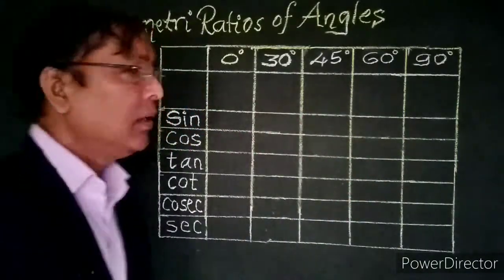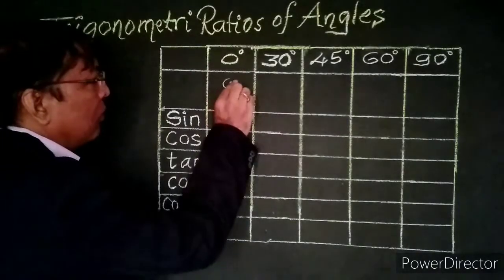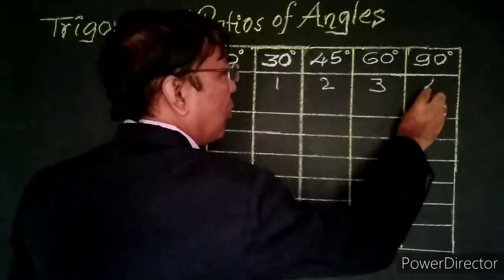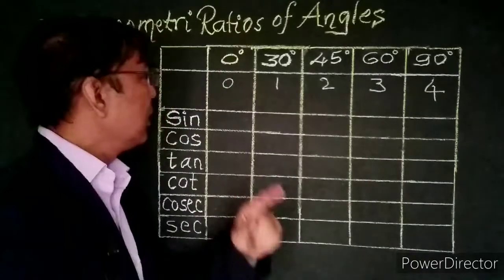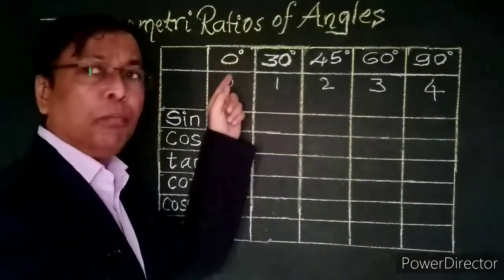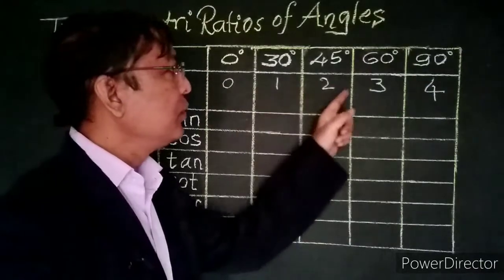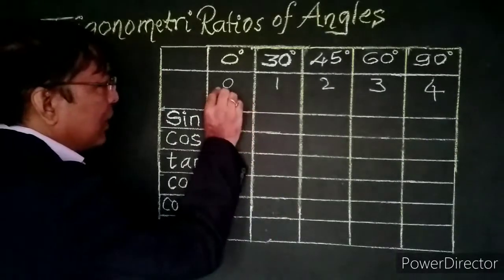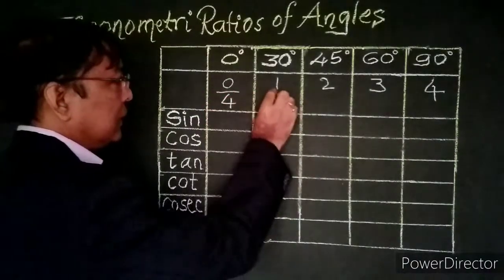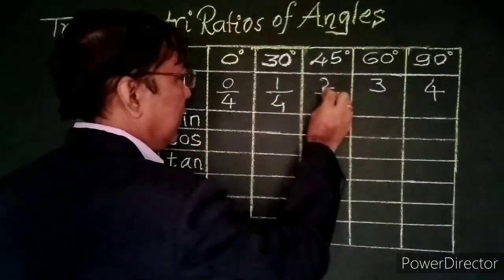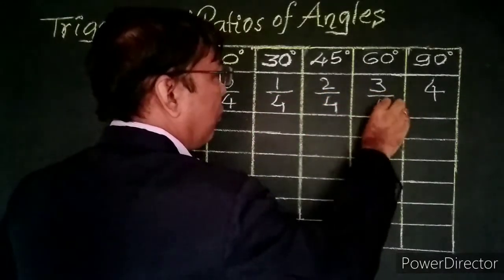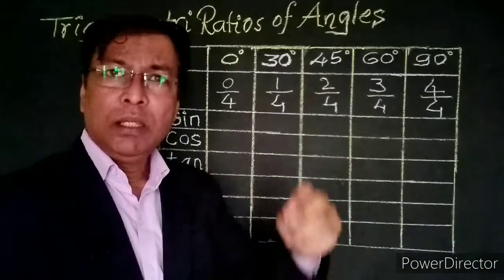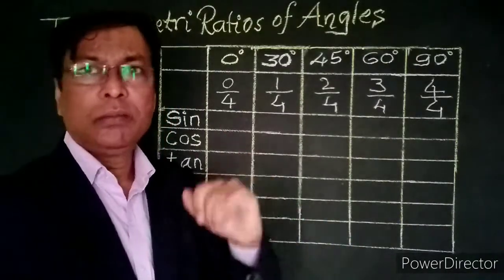The first step, write 0 below 0. Then 1, 2, 3, 4. Second step, divide each number by 4.